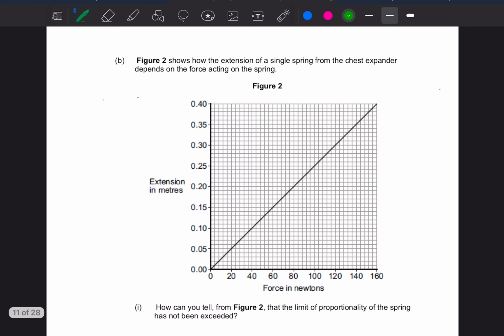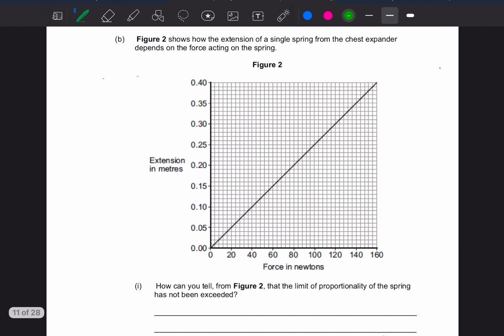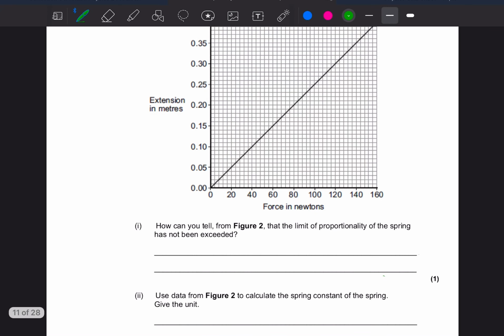Okay, figure 2 shows how the extension of the spring from the chest expander depends on the force acting on the spring. So if we look at this graph, we can see that it's going through the origin and it is a straight line. So we know that this is a directly proportional relationship. So how can we tell from figure 2 that the limit of proportionality of the spring has not been exceeded?